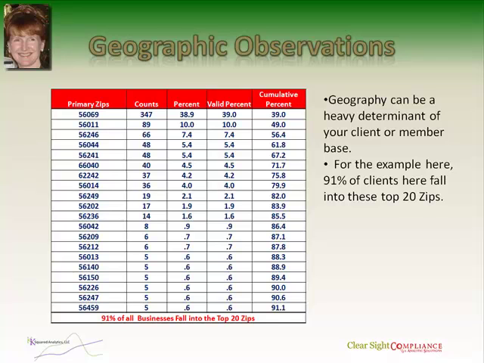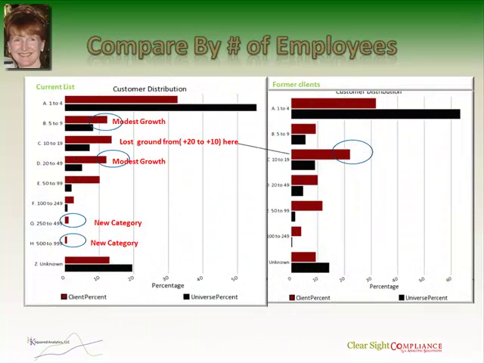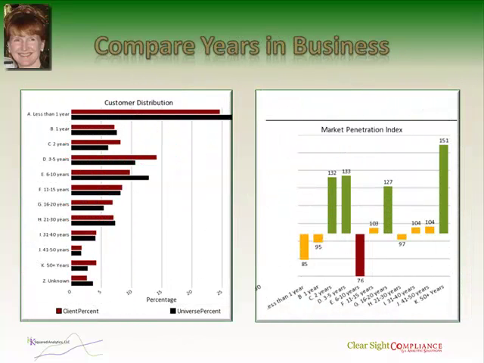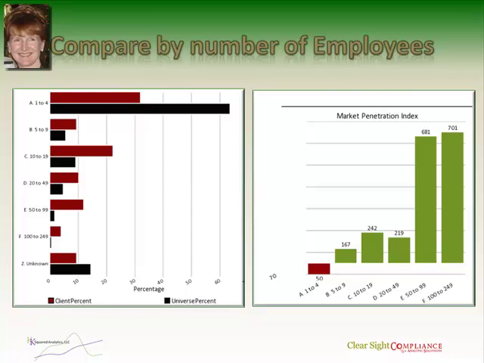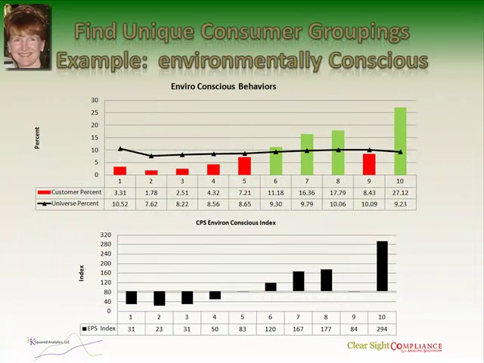Another important aspect is the geographic component. It can be a strong indicator or a strong influence of who your clients are, and we'll want to look at that. We can make comparisons by number of employees. There is a strong correlation, by the way, between a business's number of employees and the annual revenues. If you're able to provide us with past client information, we can do a comparison of what had been the case and what was.